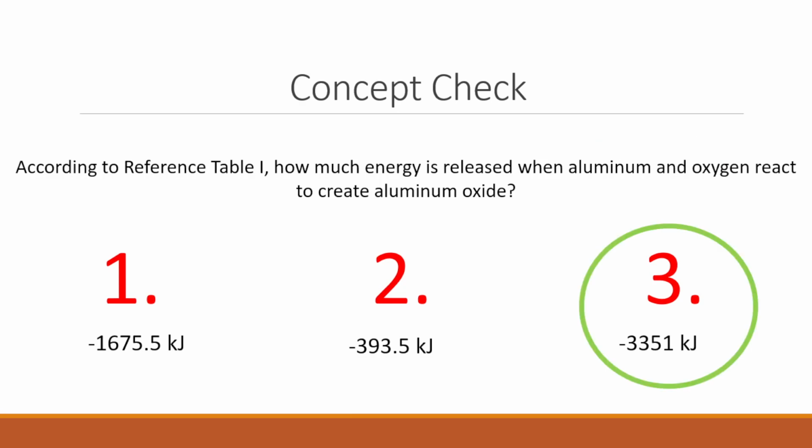Here our answer is negative 3351. The negative sign is not totally necessary here because we do have that word given to us already, right? How much energy is released. We already know that this is going to be an exothermic reaction, so we don't actually need the negatives for any of these bits. Right, put there in the problem, so leave them.